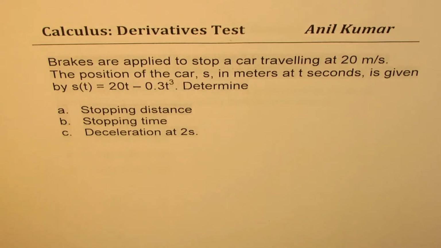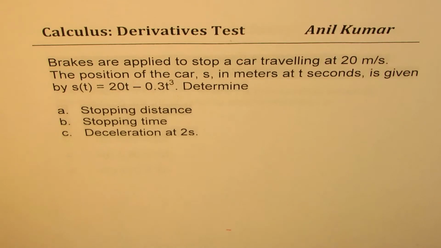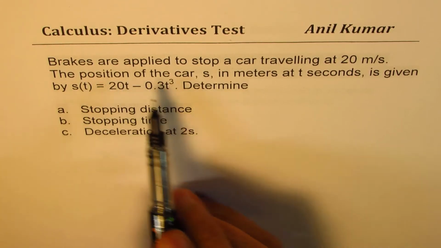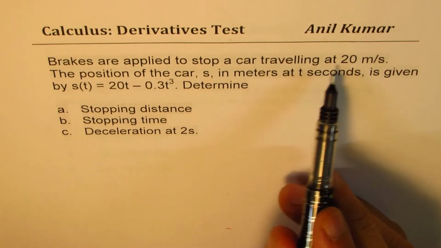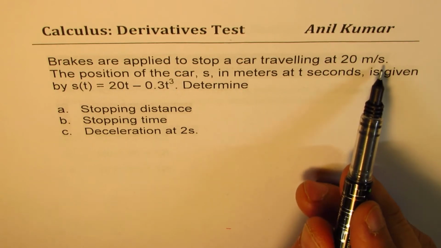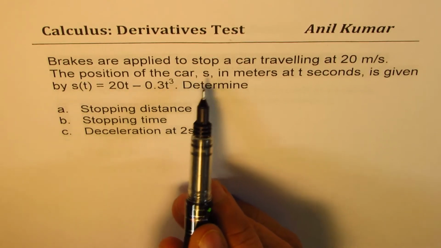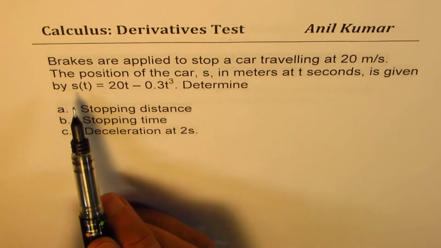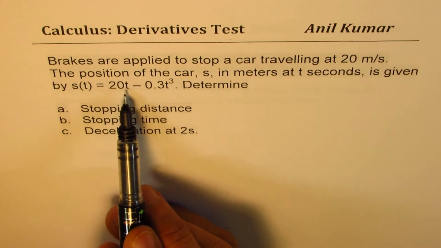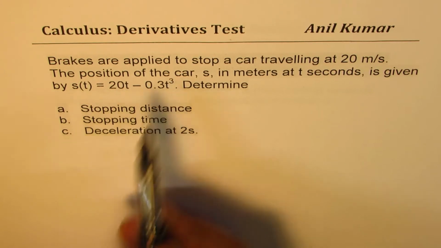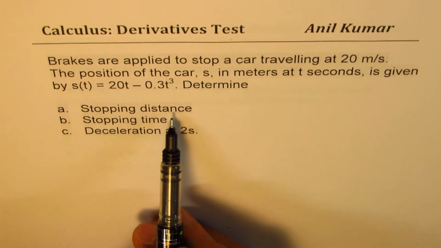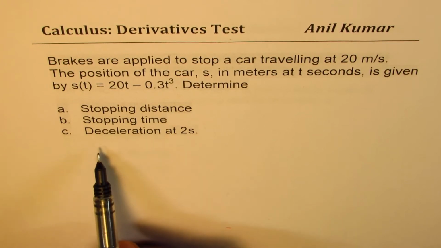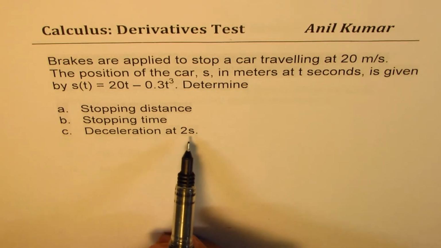And now let's do a word problem based on displacement, velocity, and acceleration. The question here is, brakes are applied to stop a car traveling at 20 meters per second. The position of the car S in meters at t seconds is given by S of t equals 20t minus 0.3 t cube. Determine stopping distance, stopping time, and deceleration at 2 seconds.